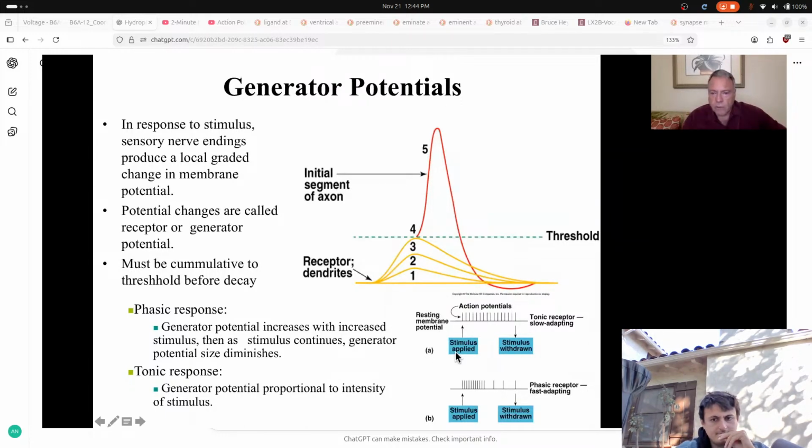Okay, so here, for example, we get a stimulus, and as long as the stimulus is there, you get action potentials. That's called a tonic response. As long as the stimulus is present, you're going to get nerve impulses firing down there. So this is the frequency of action potentials.